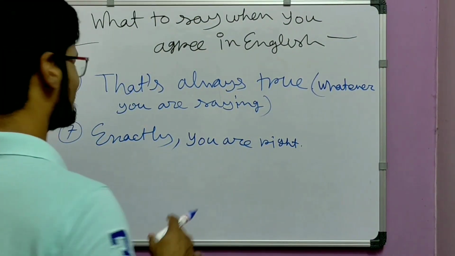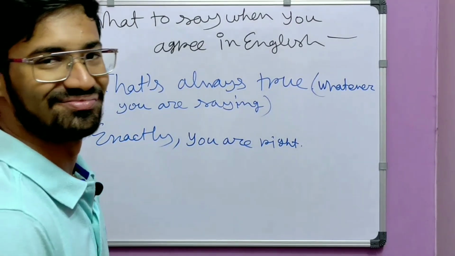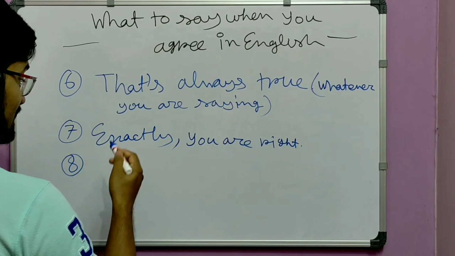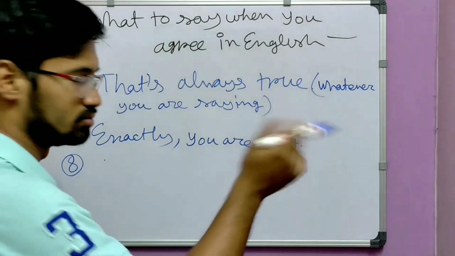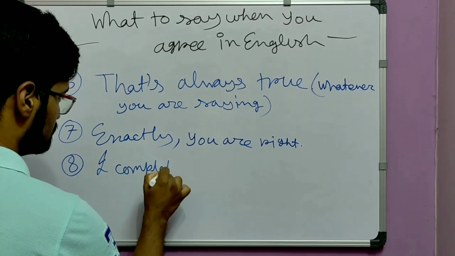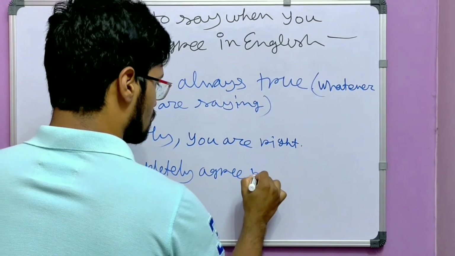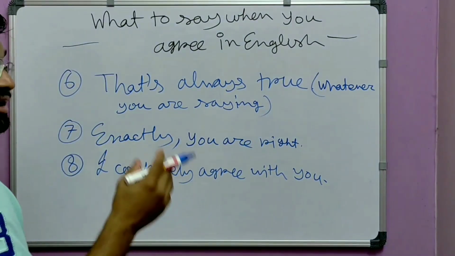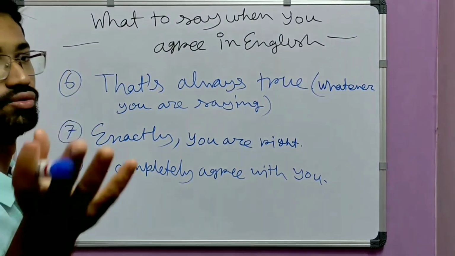Nice, right? You just have to play with words in English, then English will be very simple for you. Next, you can say I completely agree with you. Instead of saying just I agree with you, I completely agree with you. You can say this instead of just I agree with you.